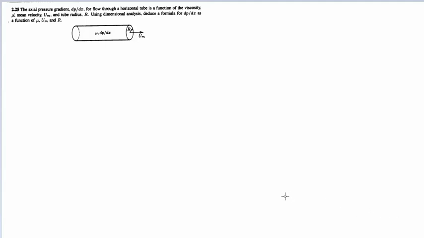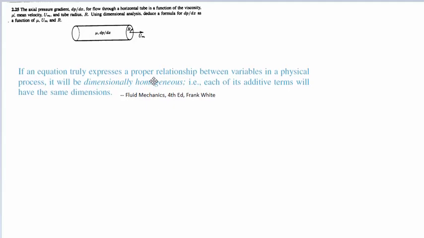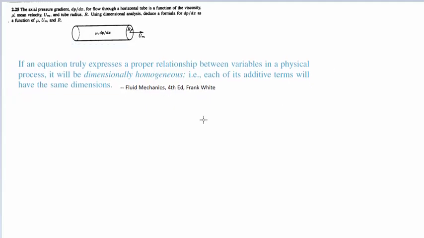Alright, this time we're going to talk about the Buckingham pi theorem, which is used in dimensional analysis. So, first things first, one can use the Buckingham pi theorem. Well, Frank White basically sums up here. He says that you need a proper relationship between variables in a physical process, and you need dimensional homogeneity.